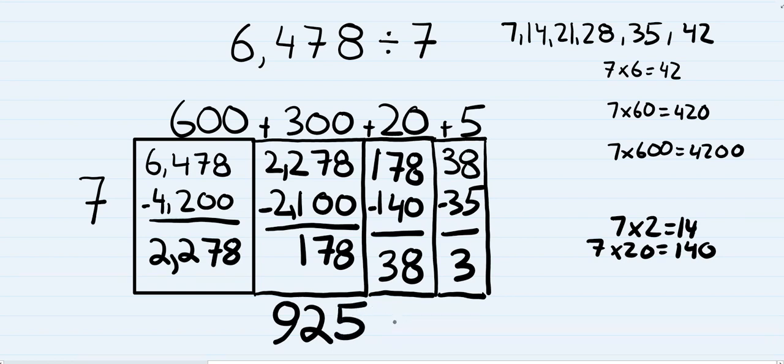And my remainder is 3, okay? But usually you want to put it in fractional form. So I'm going to put remainder over divisor. So my remainder is 3 right here, and my original divisor is 7, okay? So 6,478 divided by 7 is 925 and 3/7, okay?